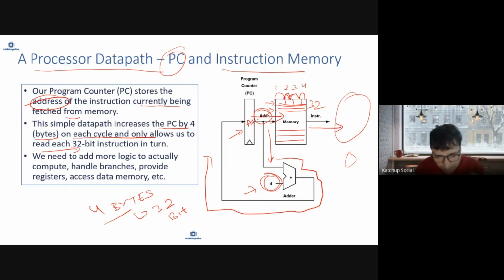So now we have built the program counter and instruction memory. The program counter stores the address of the instruction which has to be read, and will read that instruction from memory, and then it will increase the program counter by our instruction size, which is 4 bytes, which is 32 bits. So now we have designed the program counter part of it.